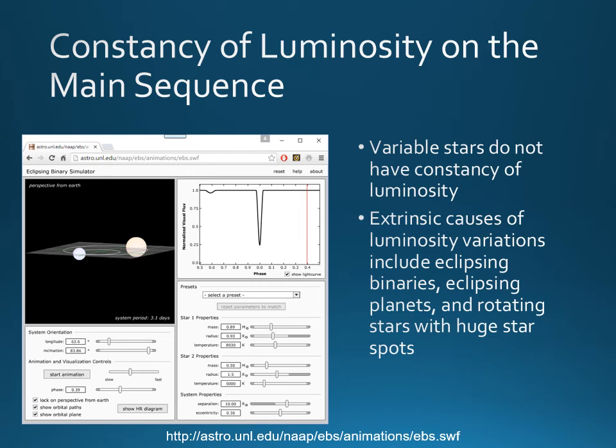Such systems include eclipsing binaries, eclipsing planets, and rotating stars with huge surface variations. The figure shows a screenshot of the University of Nebraska's eclipsing binary simulator and the periodic changes in apparent magnitude that would be observed from the Earth. Systems like these that have extrinsic causes of luminosity changes will vary both on and off the main sequence.